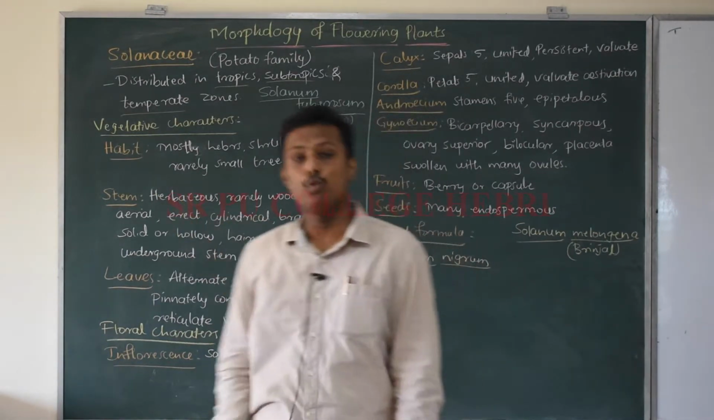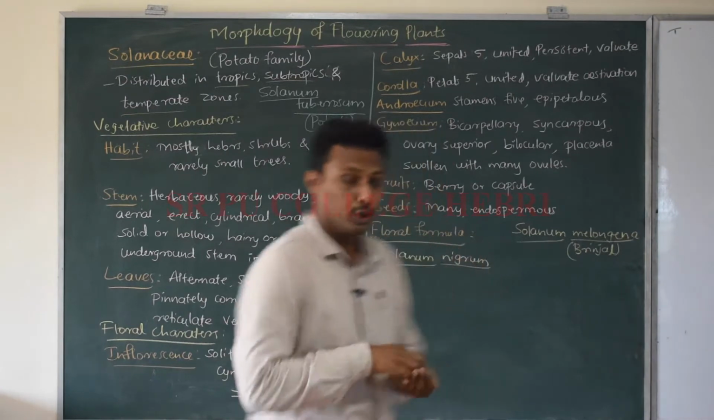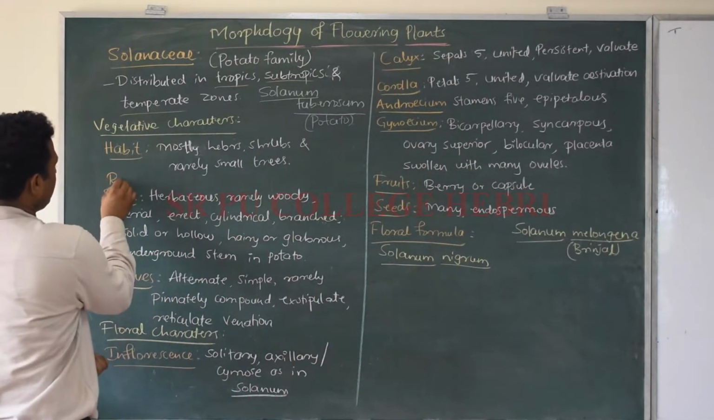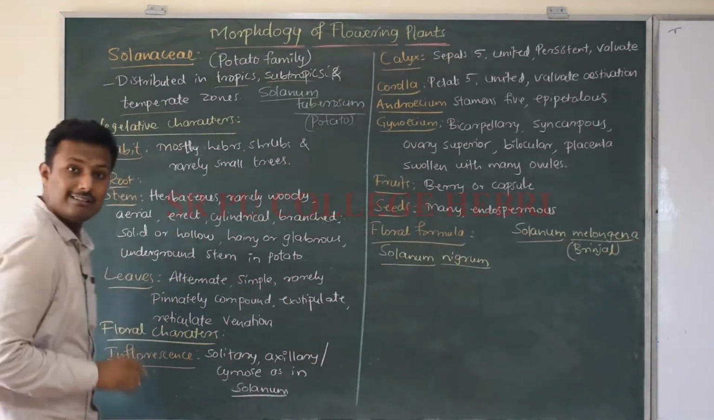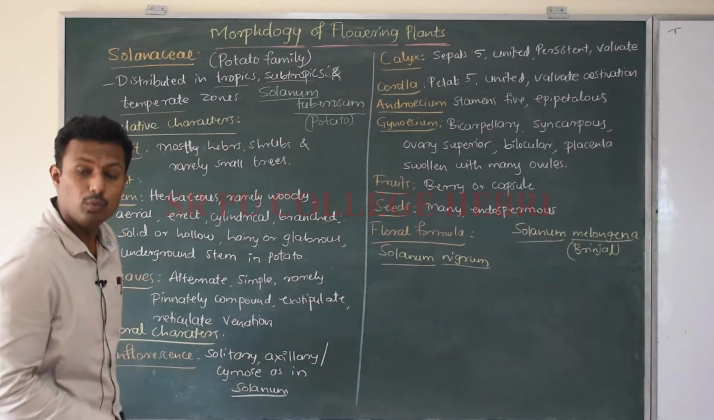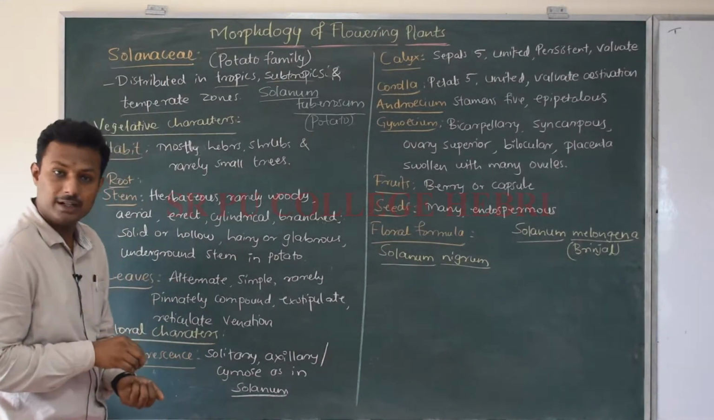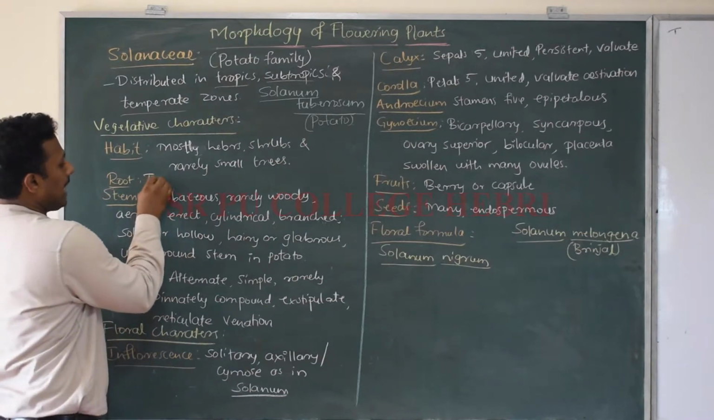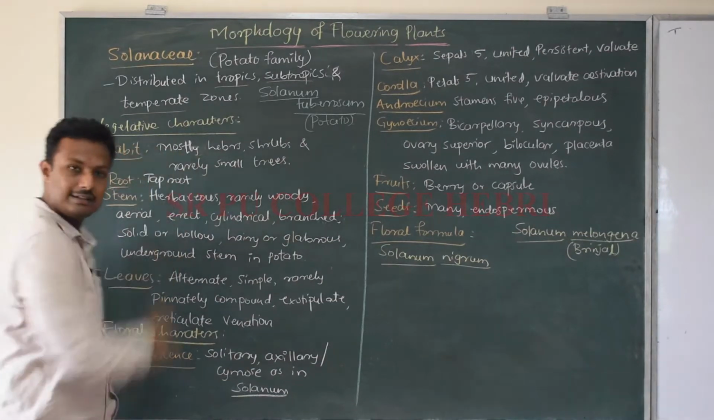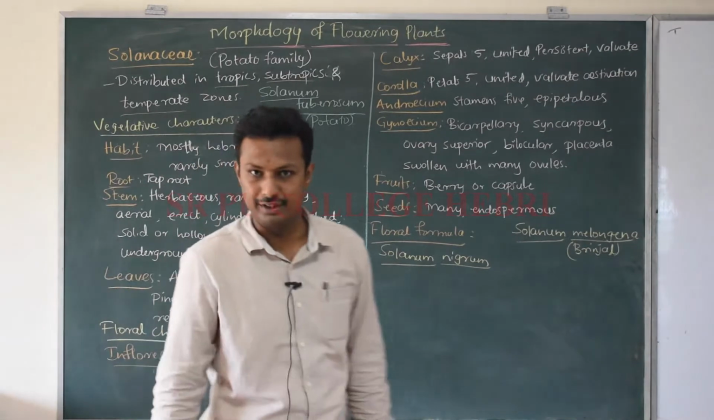And stem, what kind of stem do they have? Of course, root we have to mention here. I forgot to mention the root. When this is a dicot family, what kind of root can you expect here? Obviously it is a tap root. Yes or no? Tap root system can be observed here.